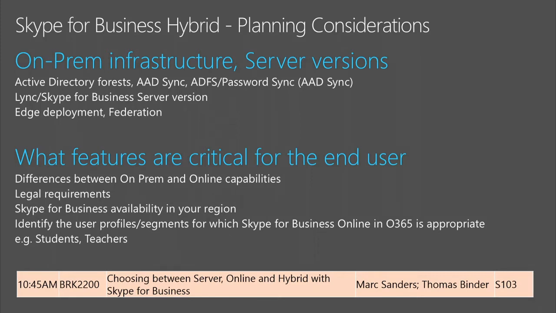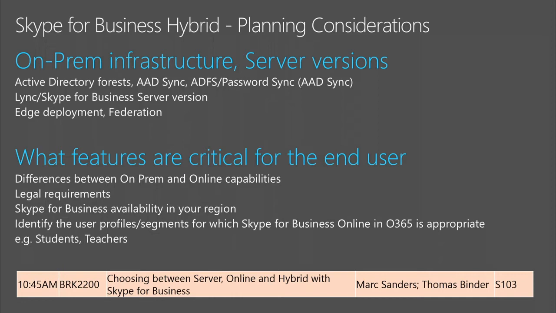Edge deployment and federation, there are requirements on your edge. You have to have a Lync Server or Skype for Business Server edge deployed on-premise, and also enabled for federation. Another important thing that you have to keep in mind when you do your planning for moving is what type of features do you want to leverage in the cloud, because there are still some differences between on-premise and online. There are certain legal requirements in certain parts of the world that we might not be able to meet yet in online, and the Skype for Business availability in your region. I gave the example of business voice in the cloud, and the identities and the user profiles and segments that are appropriate for the moves.